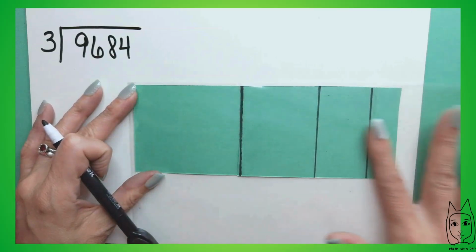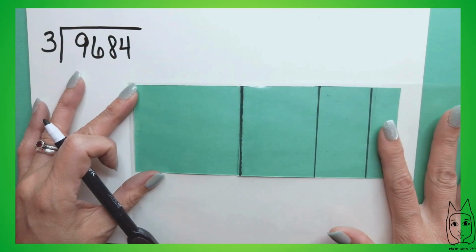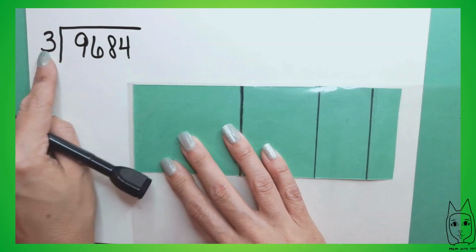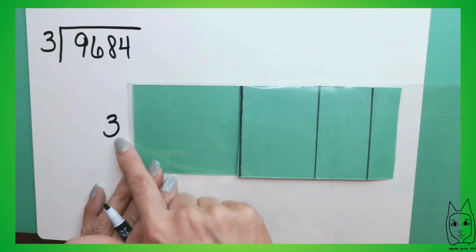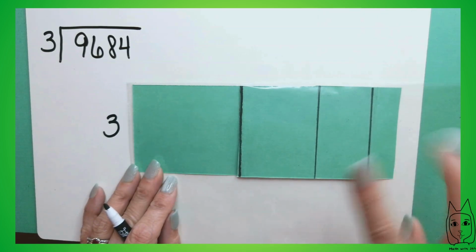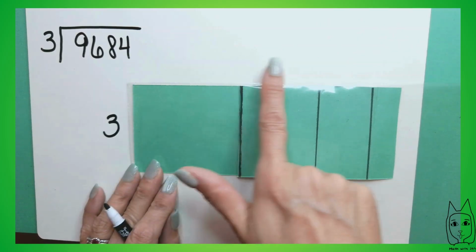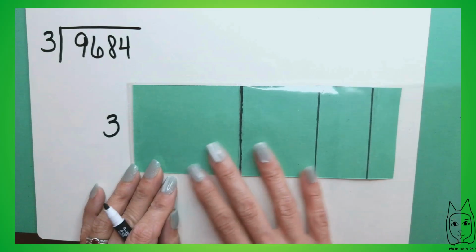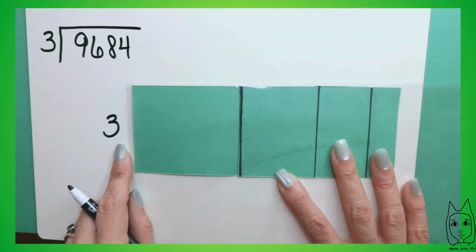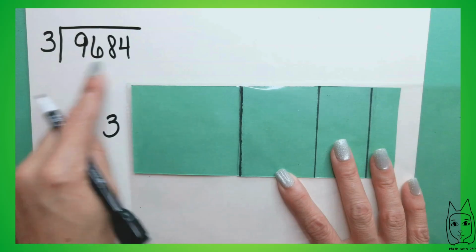This whole area is going to be 9,684. I know one of my dimensions is a 3. Each of these is 3. That's one of the dimensions for each of these 4 rectangles. We're going to figure out now the other dimension for each of these rectangles. And that's going to let us know how many times 3 can be divided into 9,684.